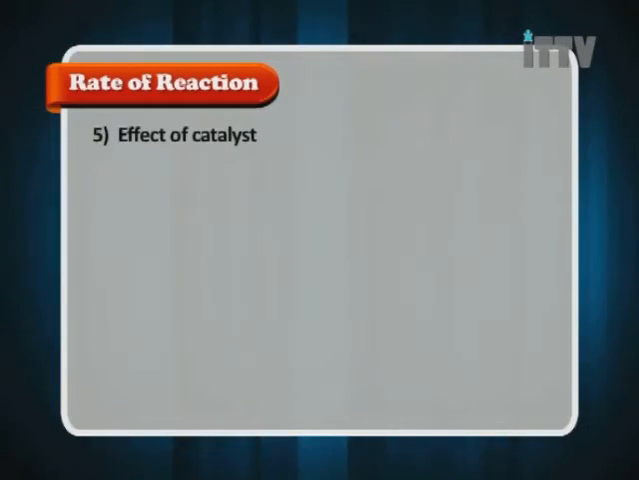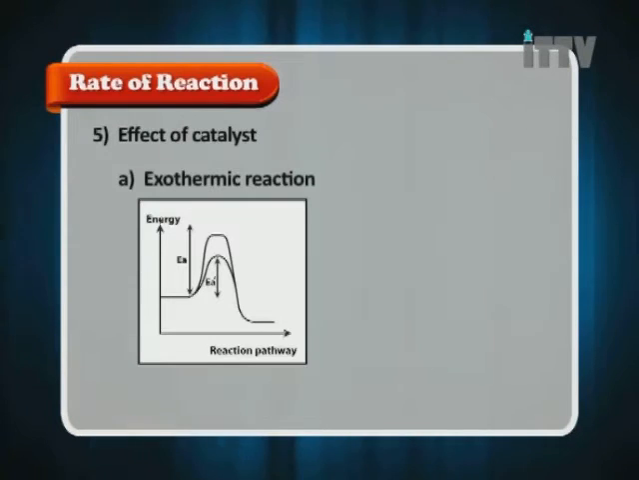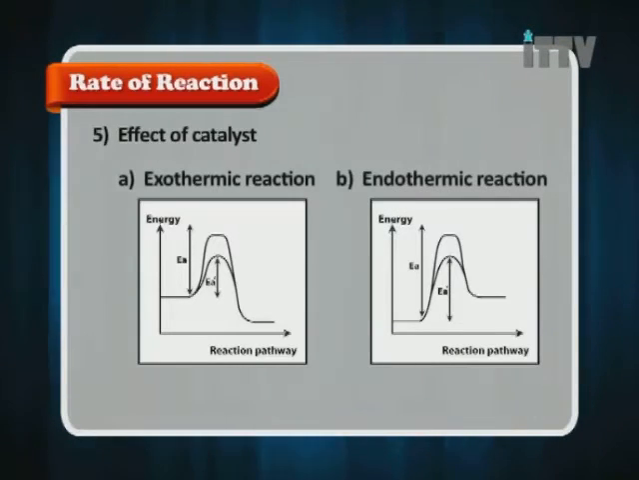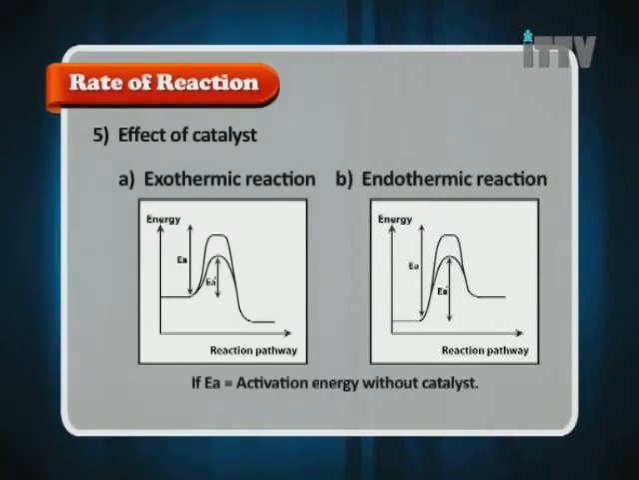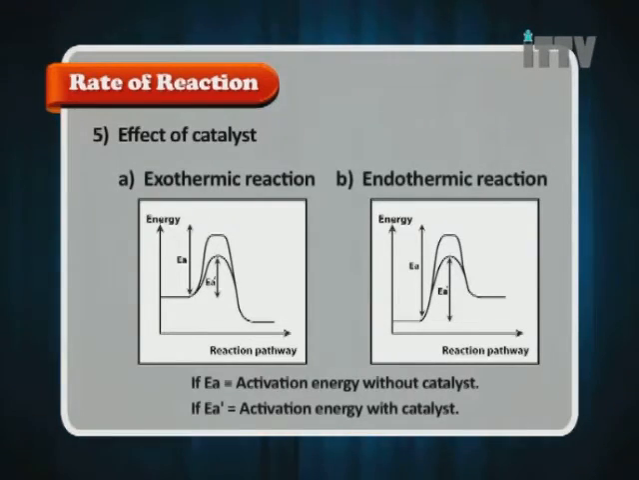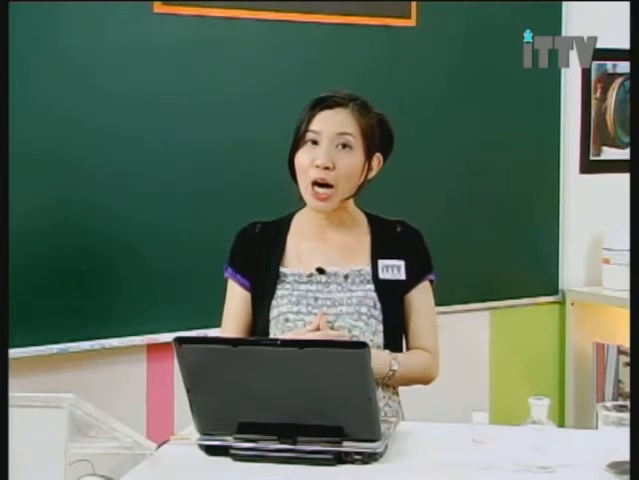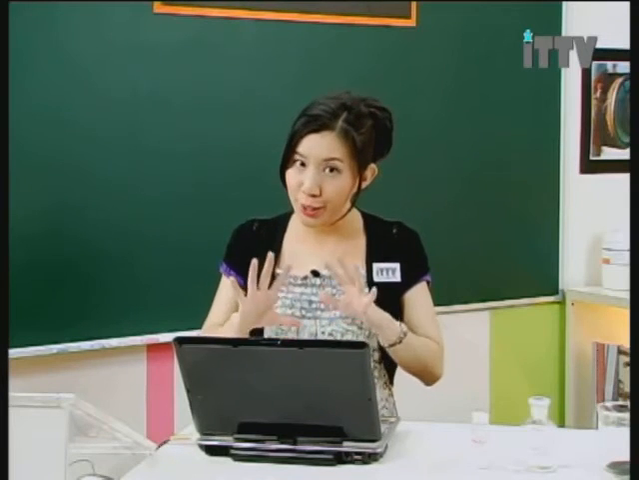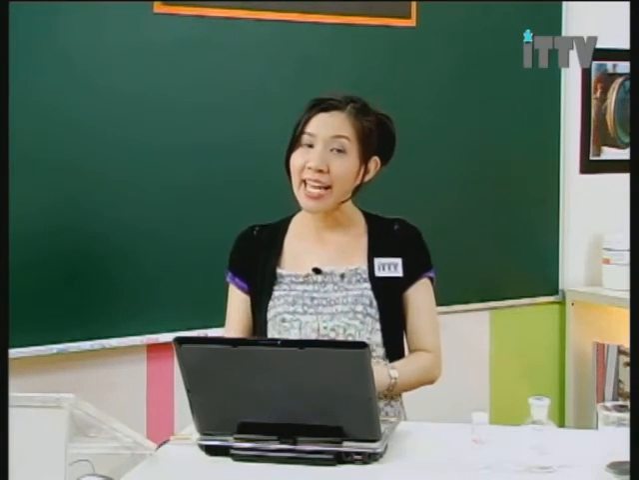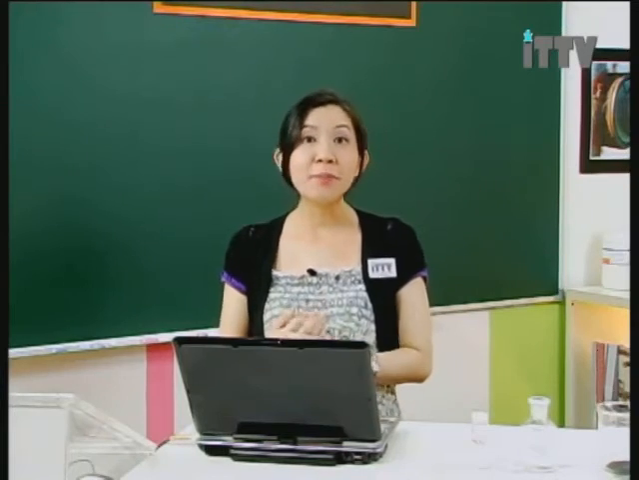And we look at the last and the fifth factor, which was the effect of a catalyst. Now, if you look at the slide, there is an energy profile diagram to represent the exothermic and endothermic reaction. EA is activation energy without catalyst. EA apostrophe is activation energy with catalyst. To further understand how the energy profile is different with and without catalyst, let's look at the board to have a deeper understanding.